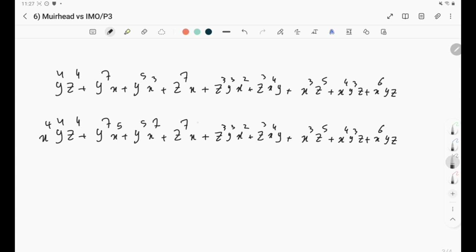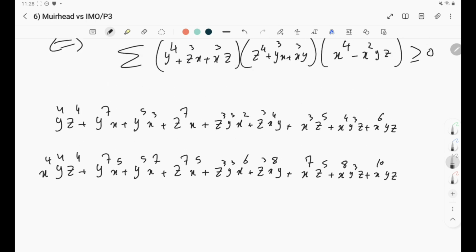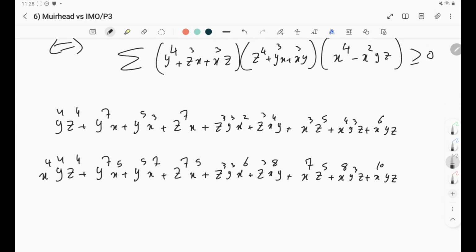1 plus 4 is 5. 2 plus 4 is 6. 4 plus 4 is 8. 3 plus 4 is 7. 4 plus 4 is 8. 6 plus 4 is 10. Of course, now everything is degree 12. Should be degree 12. Degree 12 as well. And this is basically the LHS.